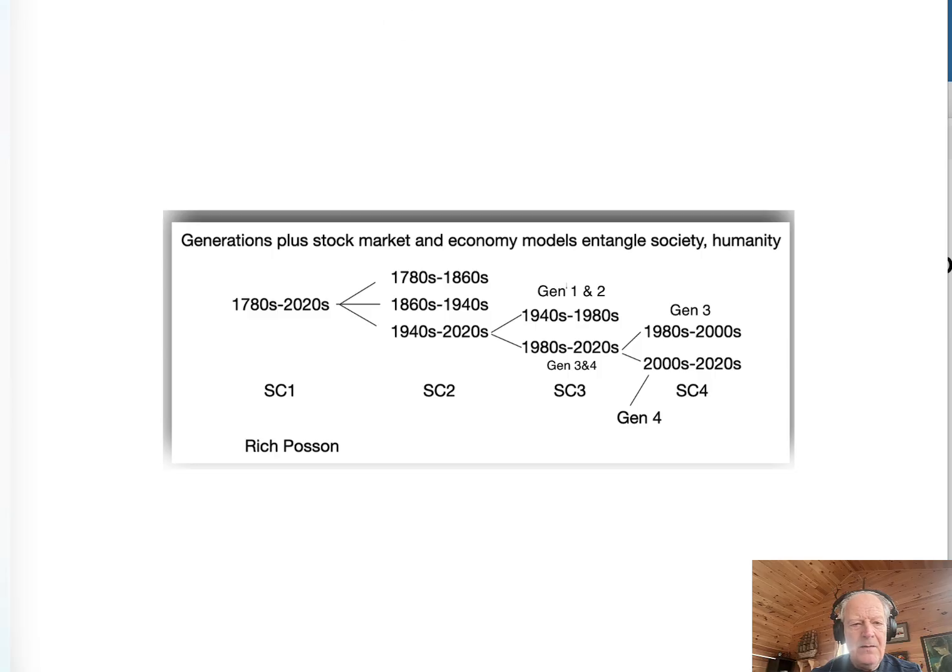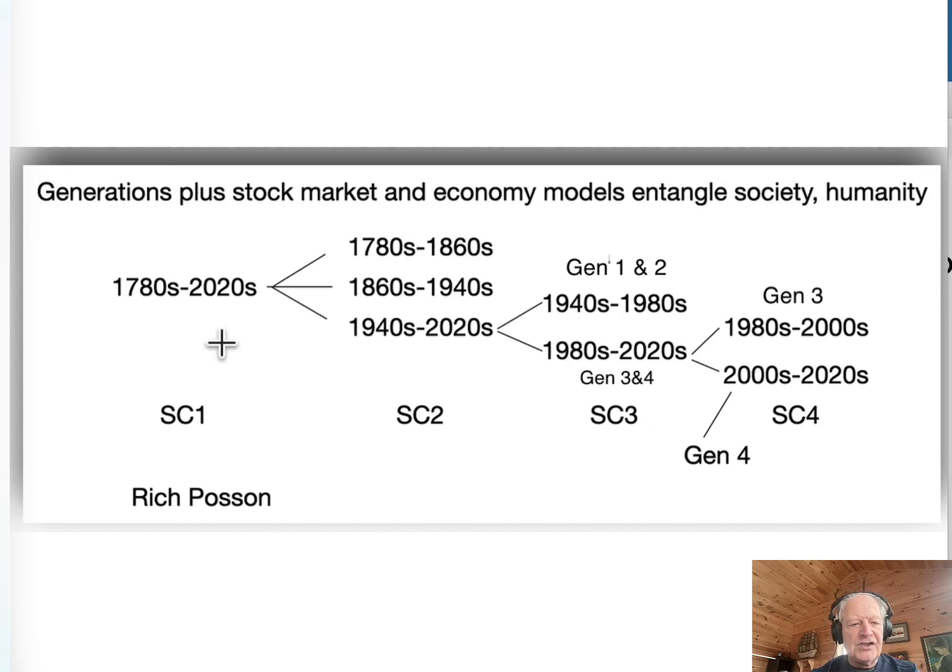So this table suggests this is the SC1, the 200-year cycle, the history of our country. It breaks into 3 components called SC2s, and we had a Revolutionary War there, we had a Civil War there, we had a World War II there, and today we're in a soft Civil War or revolution. I can't quite figure it out myself, but it's bad. We're in a crisis, okay?